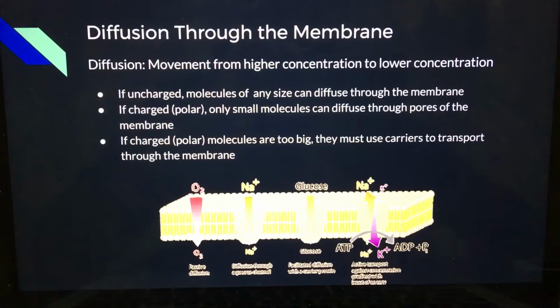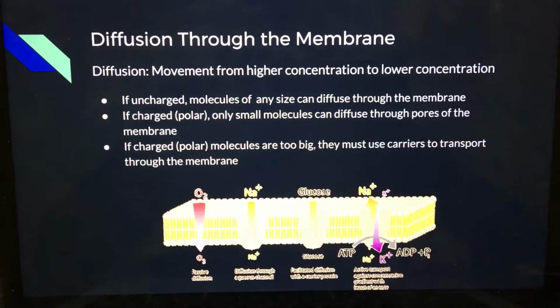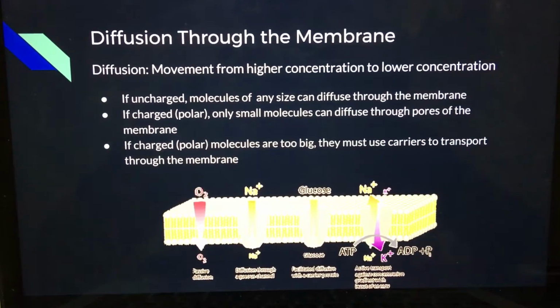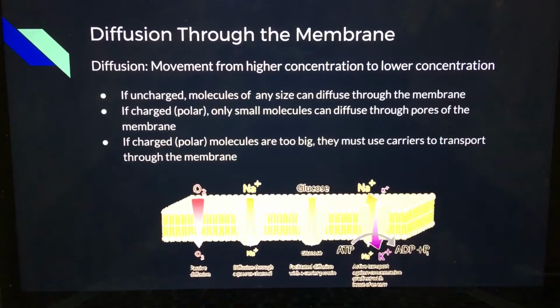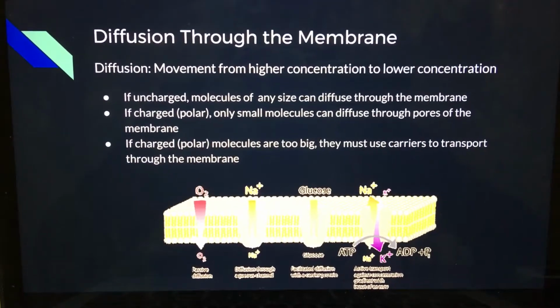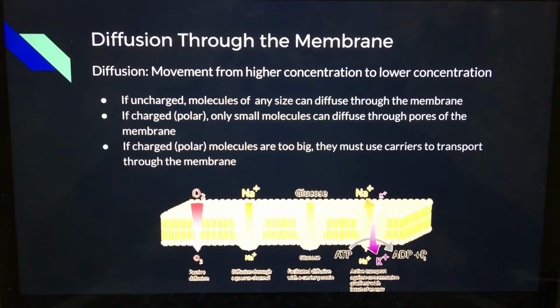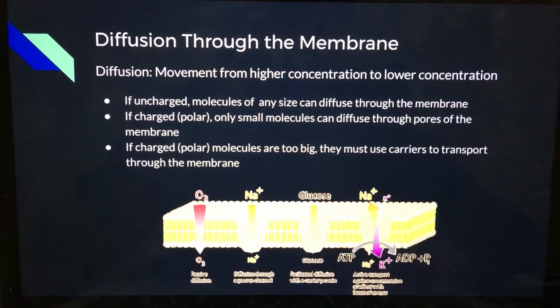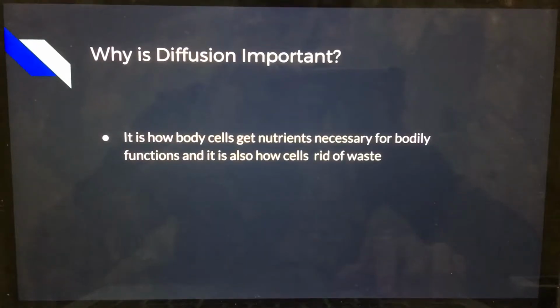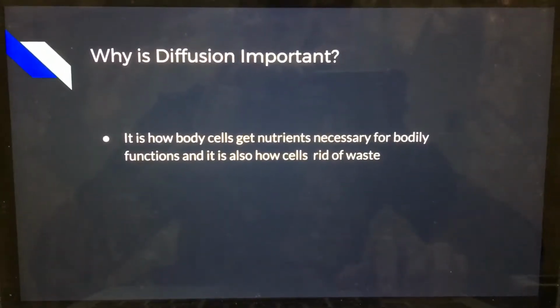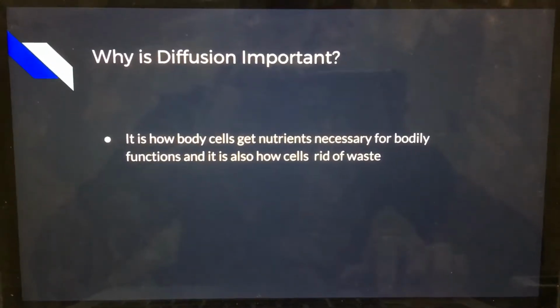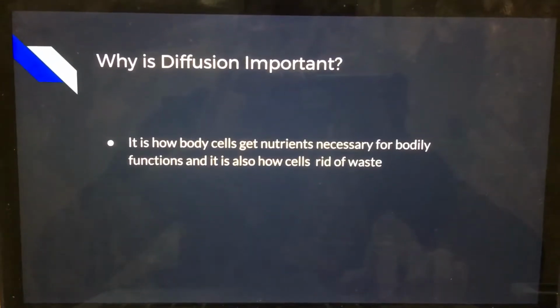Diffusion is the movement from higher concentrations to lower concentrations. If uncharged, any size molecule can diffuse through the membrane. If polar, however, it depends on size. Small molecules can diffuse through pores, but large molecules must use carriers. Diffusion is important because cells use diffusion to get nutrients into their body and then use those, and also get rid of waste.